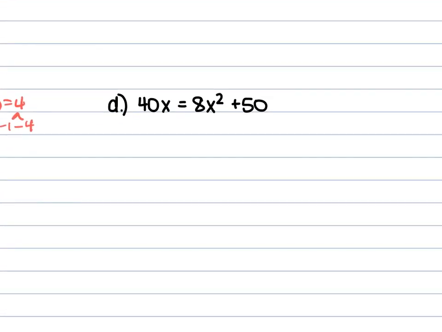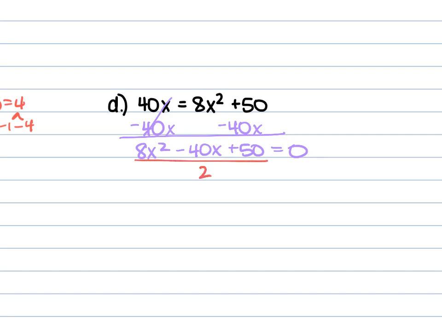For D, we have 40x is equal to 8x squared plus 50. All of your terms are not on the same side, and you want them all to be on the same side. So we're going to move this 40 over by subtracting it from both sides. So this is going to give us 8x squared minus 40x plus 50 is equal to 0. Now, do you have a common factor? Yes, 2. So divide everything by 2.